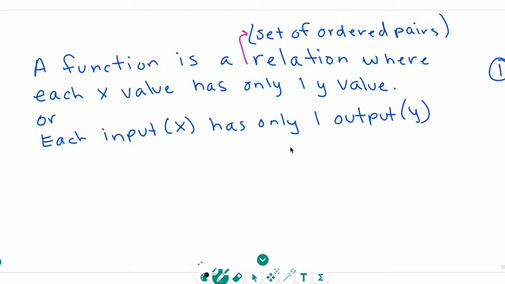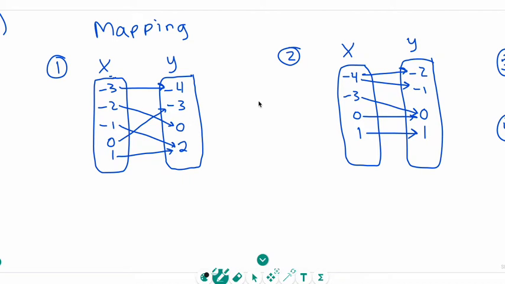Now let's take a look at what that looks like with numbers. So the first set of relations that we're going to look at are written in mapping form. So we took the ordered pairs and we mapped them. Once we mapped them, we put the x values in order from least to greatest. We put the y values in order from least to greatest. And then, of course, we drew our arrows to show the ordered pairs that we were given in the relation.